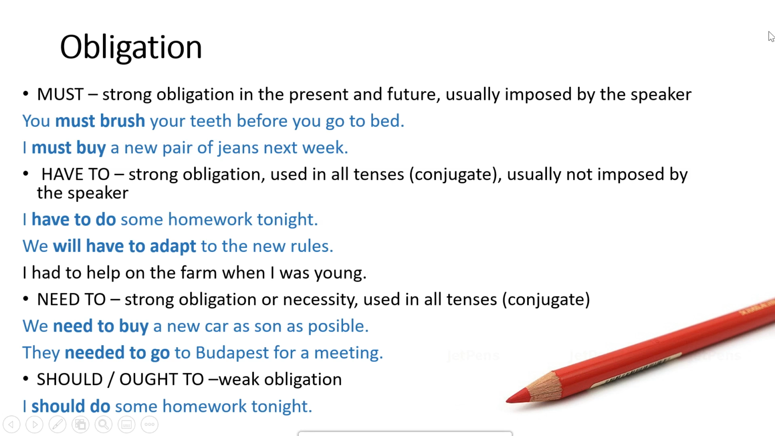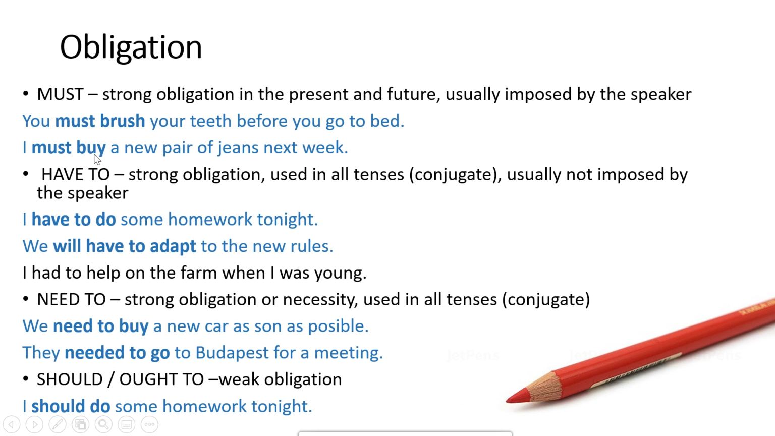First, I'm going to start with obligation. For obligation, we've got, I started with must. Yes, we use must to express strong obligation, usually obligation imposed by the speaker. And it can be used for present and future. When I say it can be used for present and future, it means that the meaning of the sentence can be present or future, but remember that must is a modal, so it doesn't change the form. Okay, after it, we've got infinitive without to.